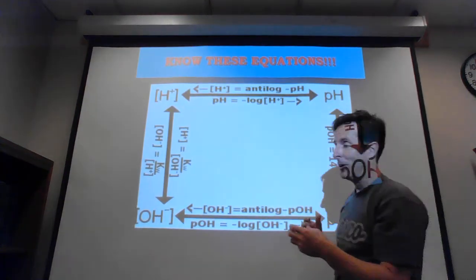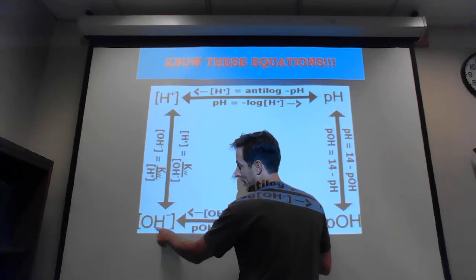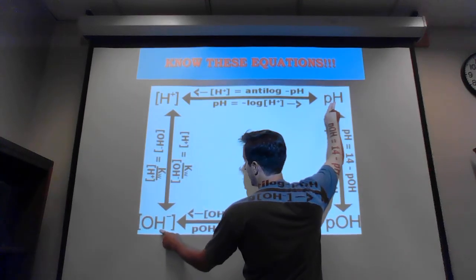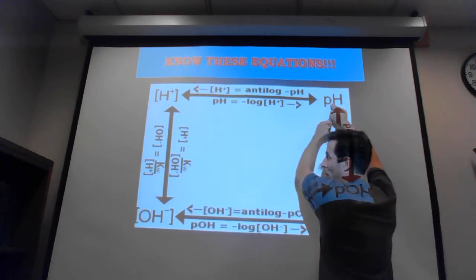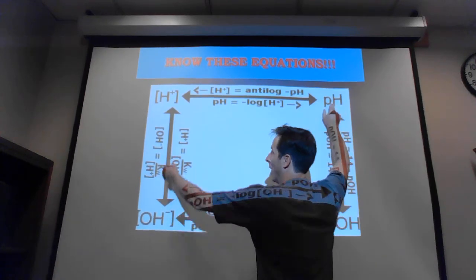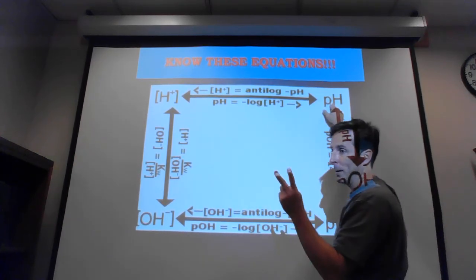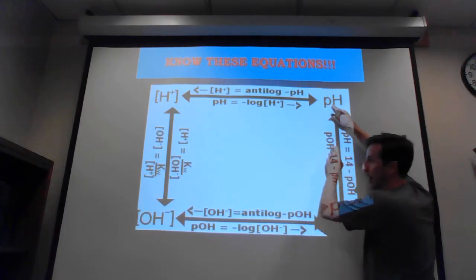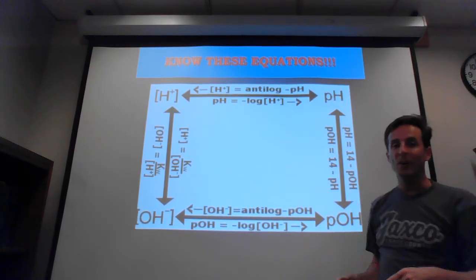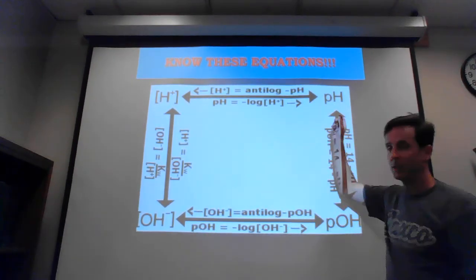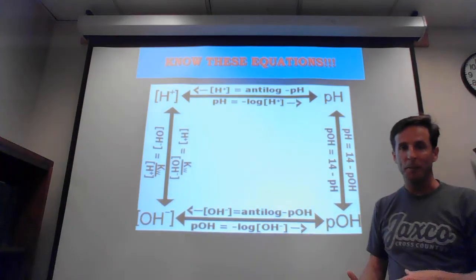But now they gave me the hydroxide concentration. They want the pH. I can't get straight there in one step. I either have to go up and over, which would be 2 steps, or I can go over and up, which would be 2 steps. So to get from the hydroxide to the pH, I have to go through 2 steps.